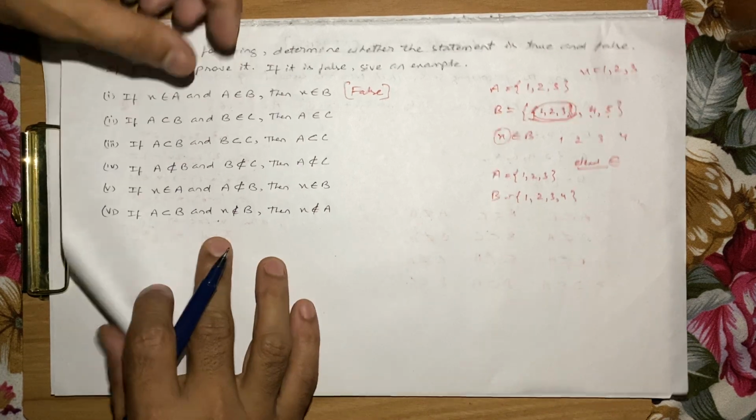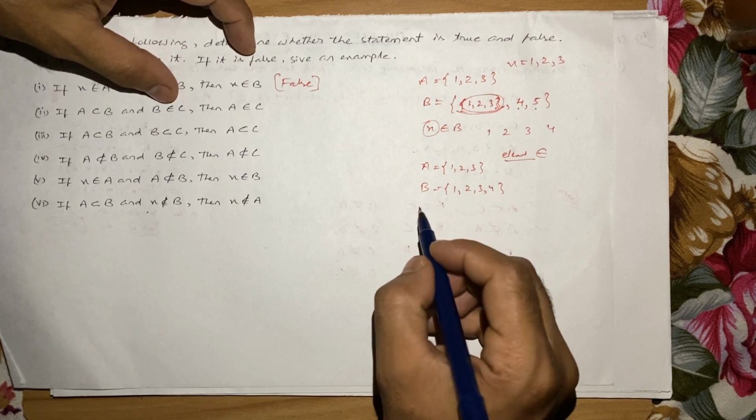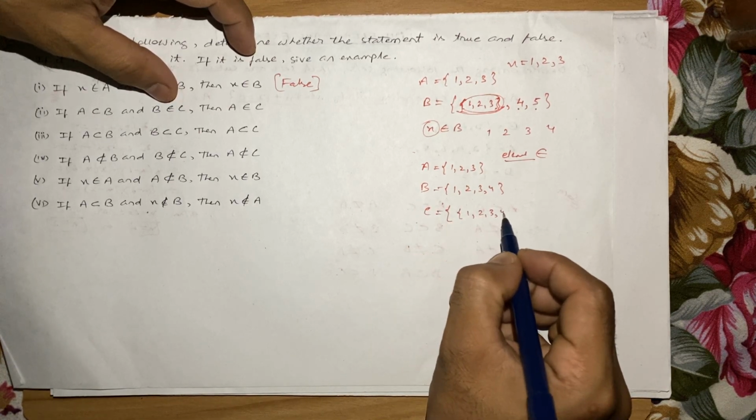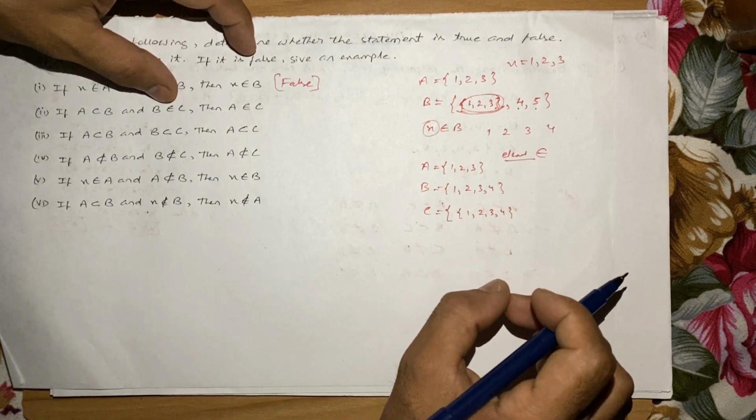This is good. Now B belongs to C means B has been treated as an element. So what will be the set C? Set C will look like this: {1, 2, 3, 4}. The whole B has been treated as an element, so I put it inside as an element.